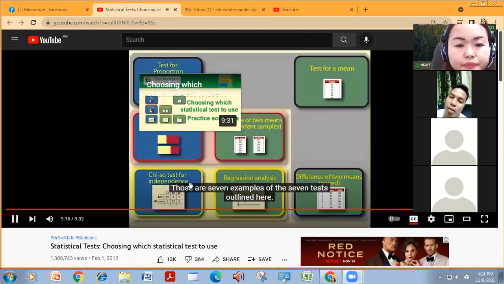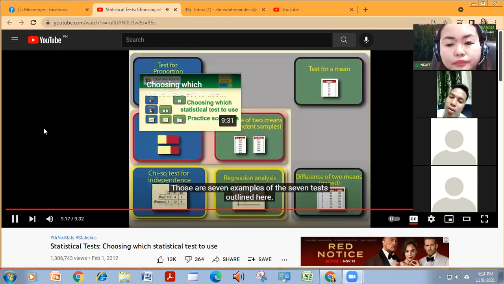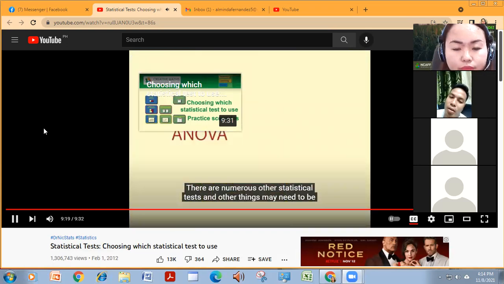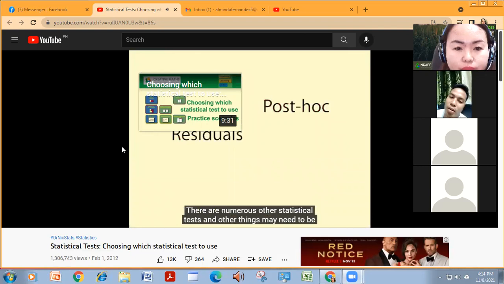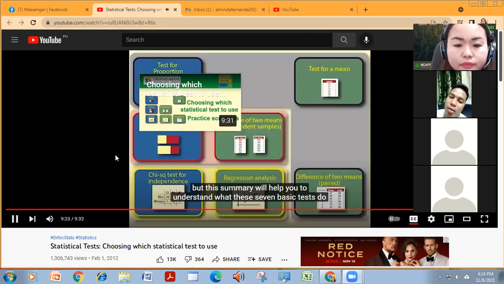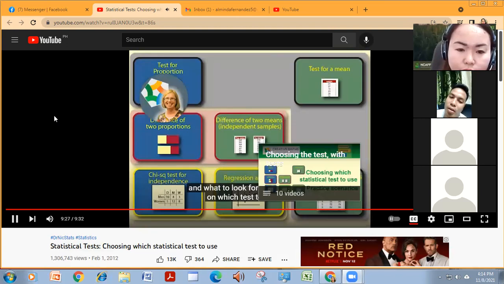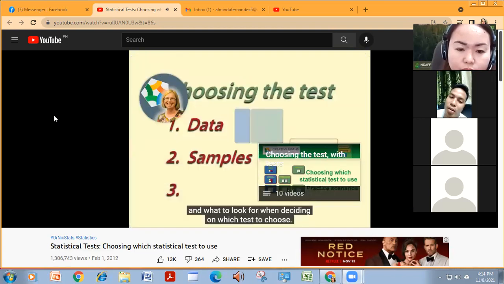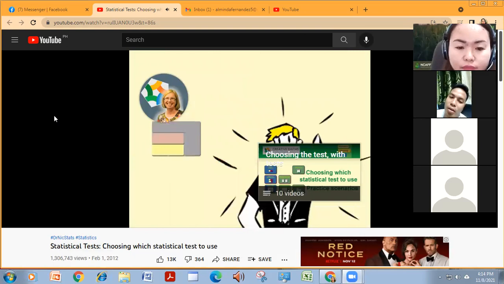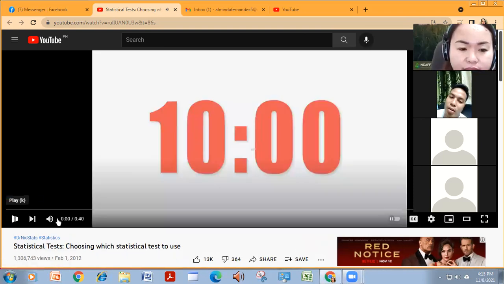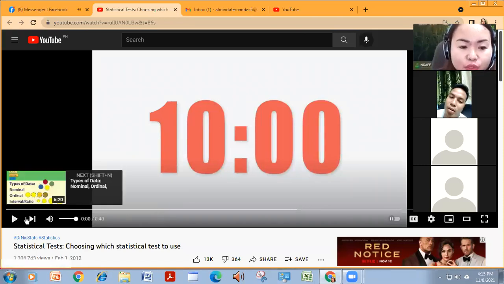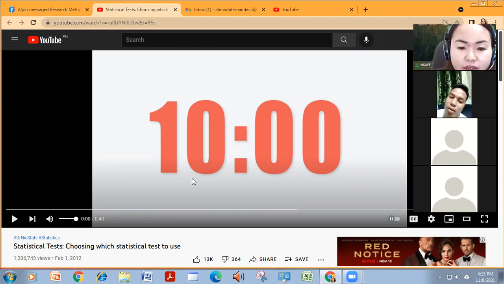Those are 7 examples of the 7 tests outlined here. There are numerous other statistical tests and other things may need to be considered, but this summary will help you to understand what these 7 basic tests do and what to look for when deciding on which test to choose. Okay, so I guess that's it about choosing which statistical test to use in your research.